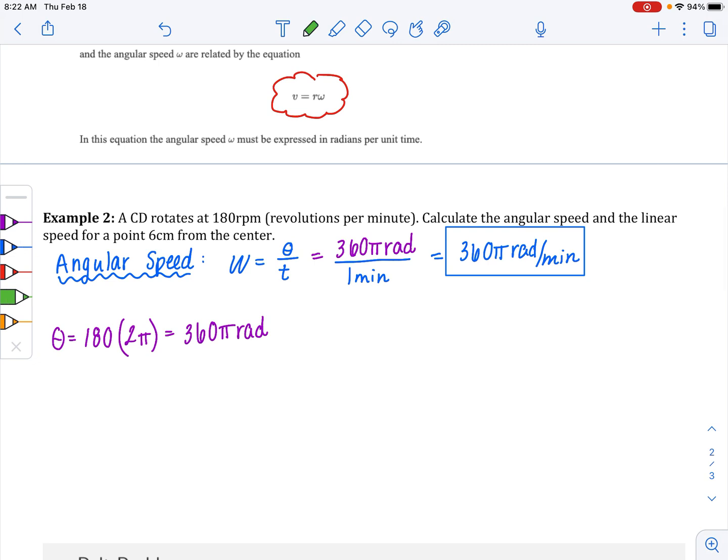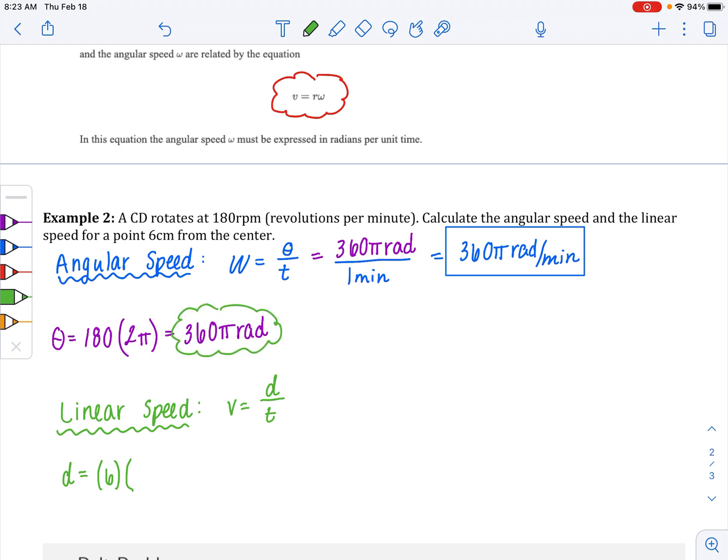Last one is linear speed. Writing down this formula from above, v equals d over t. We again have to do a little bit of math because d is the arc length. All we're given here is that it's 6 centimeters from the center. So to find my d, which is the arc length, this is a formula from yesterday: arc length is the radius times that angle. Well, we found that angle again in part A, our angular speed. It's right here.